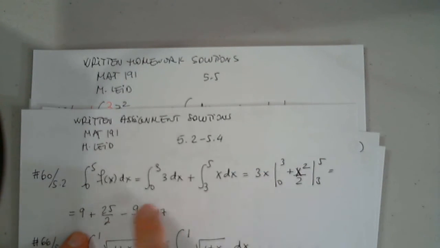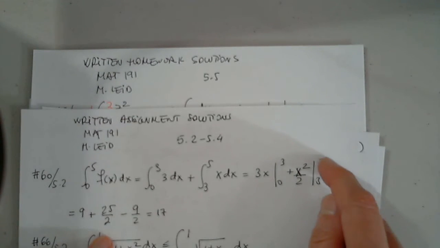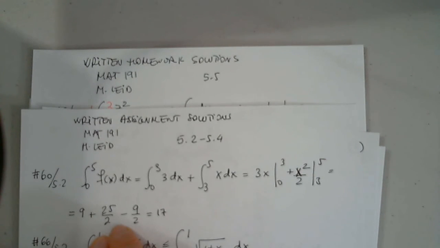So when I plug in 3, I get 9. There is no need to plug in 0 because I get 0. When I plug in 5, I get 25 over 2. And when I plug in 3, I get 9 over 2. When you perform this, you will get 17.